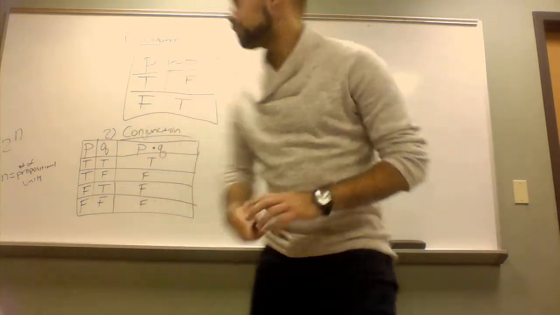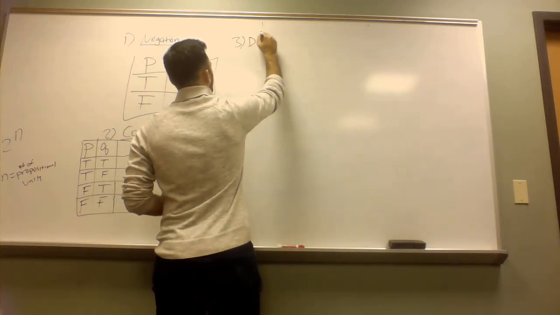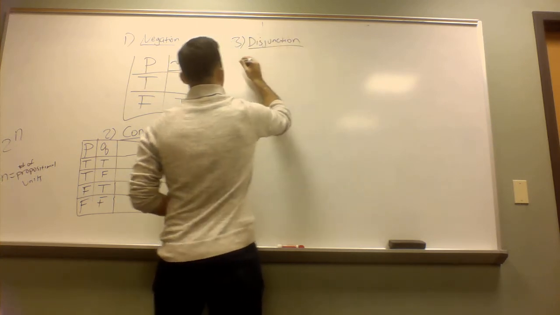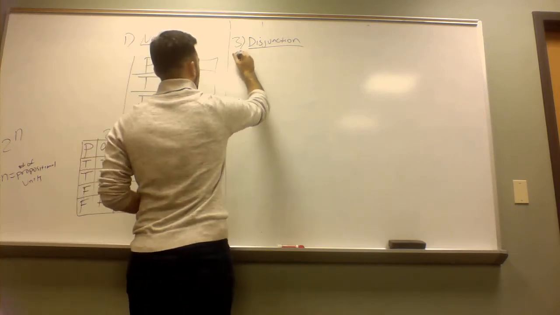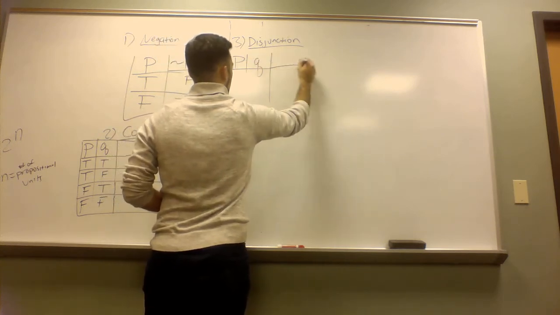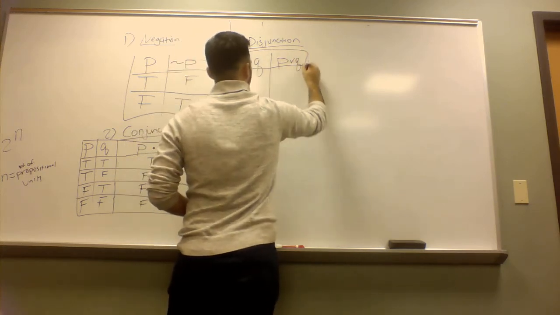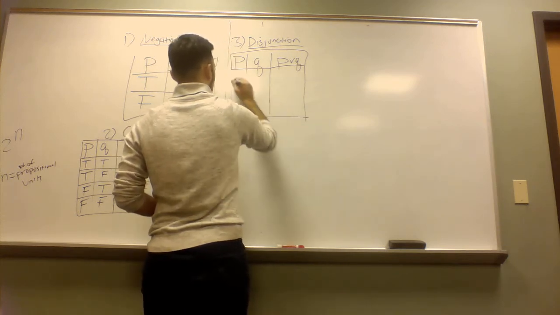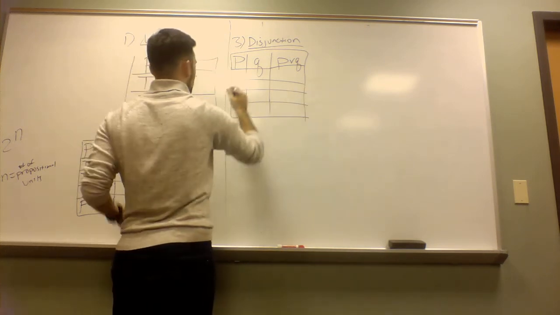So now we'll move on to the disjunction. Remember, this is the or statement, right? And again, we only need two propositional units at least, right? Say P or Q. Okay, and remember the same propositional units.